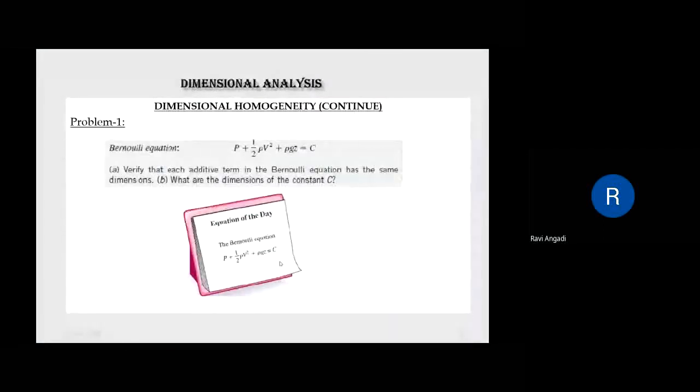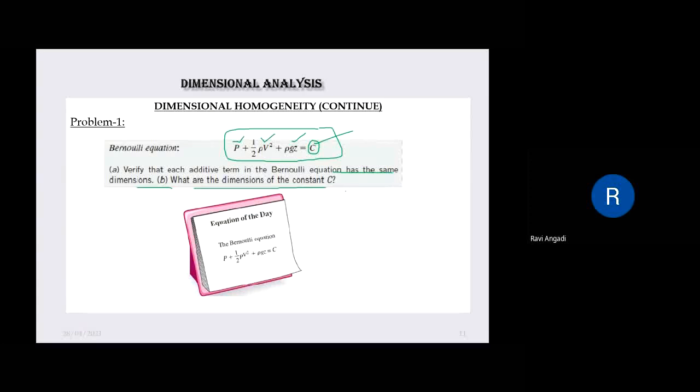Continuing with dimensional homogeneity, you can take Bernoulli's equation also. You can check the homogeneity of an equation. Take this, all of you, as an example to verify that each additive term in Bernoulli's equation has the same dimensions. So what are the dimensions of the constant C? You have the pressure energy here, kinetic energy here, and potential energy here. Finally, you are getting a constant here. What is the dimensions of this constant? You have to tell. So you all can take this example and we'll discuss it in tomorrow's class. Check whether it is dimensionally homogeneous or not, and tell me tomorrow.